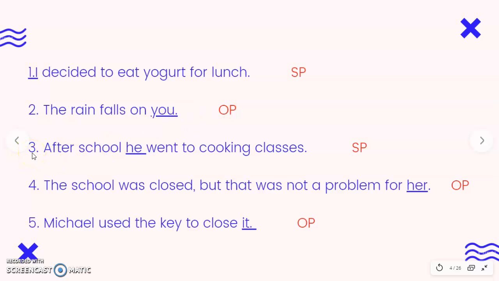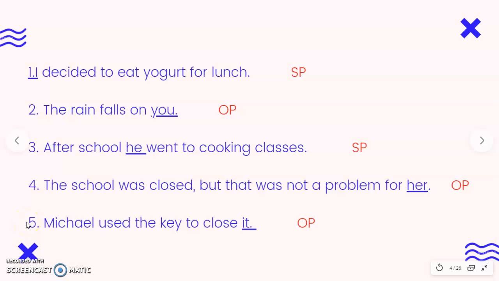Okay, let's go to sentence number 3. After school, he went to cooking classes. He. If we look at the chart, that's going to be a subject pronoun. Let's look at sentence number 4. The school was closed, but that was not a problem for her. If we go to the chart, her is an object pronoun.